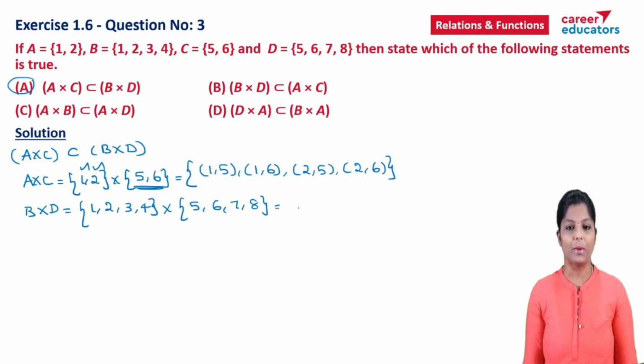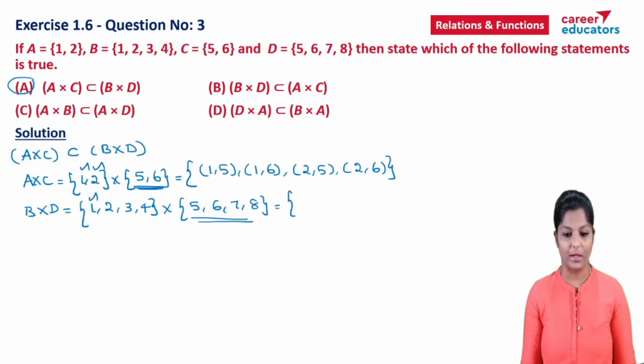Next, to find B cross D, we have to pair each element of B with each element of D. Take the first element of B and pair it with all the elements of D. We will get 1, 5, 1, 6, 1, 7, 1, 8.